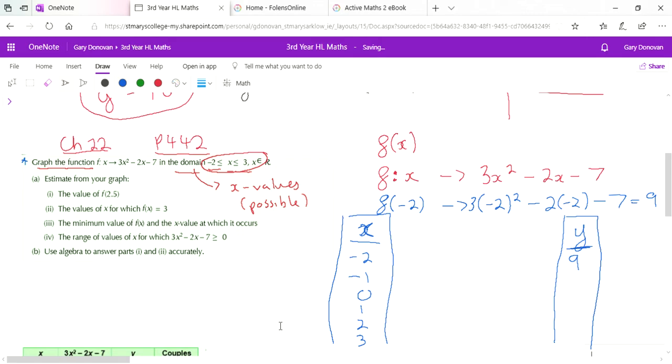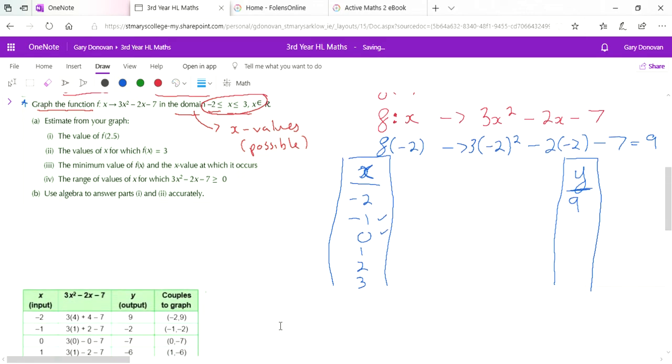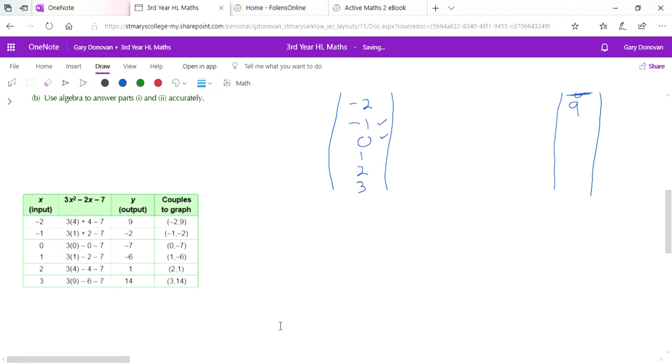And you repeat this for all your other input values until you end up with a table that looks something like this. When x is minus 2, y is 9. When x is minus 1, y is minus 2, and so on. And now you've got all your points. You've got your x values and your y values. So the next thing you do is you plot your graph.